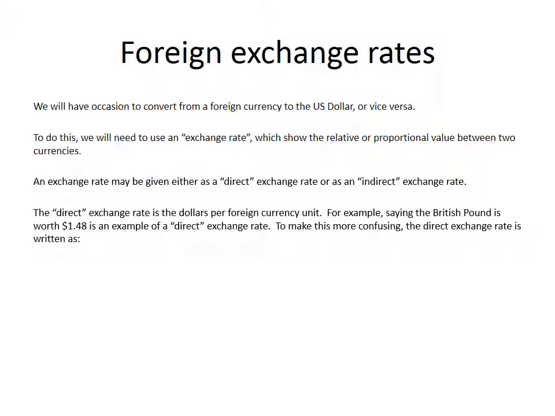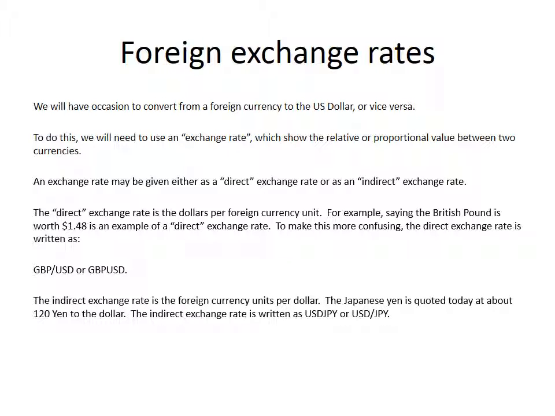To make this a little bit more confusing, the direct exchange rate is often written, in the case of the British pound, as GBP/USD, or without the slash, GBPUSD. Now for my part, when I see GBP/USD, my inclination is to interpret that as British pounds per US dollar. That is not the case though. Again, this is British pounds expressed in US dollars.